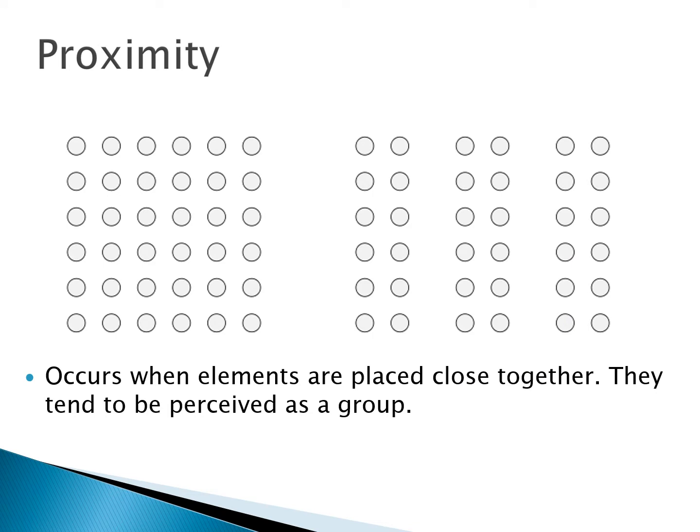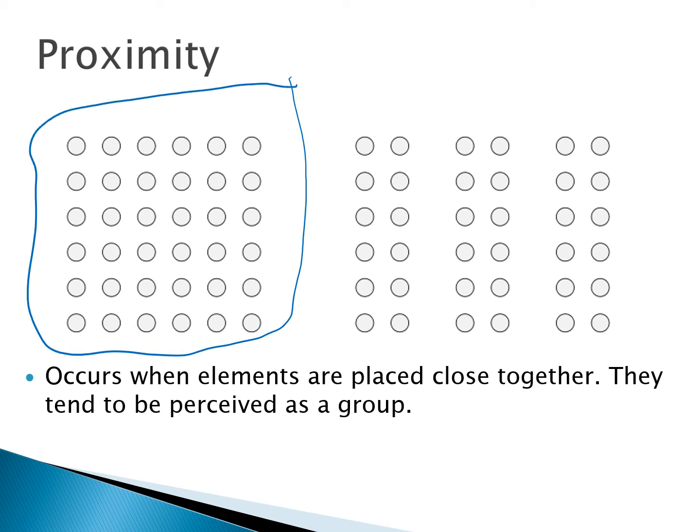First one we're going to talk about is proximity. This occurs when elements are placed close together. They tend to be perceived as a group. So if you look at the one on the left here, what do you see here? Did anyone say a square? Well, that's because of proximity, right? You have 36 white circles here, but yet instead of saying 36 white circles, most people say, oh, there's a square there. And that's because we group things that are close together.